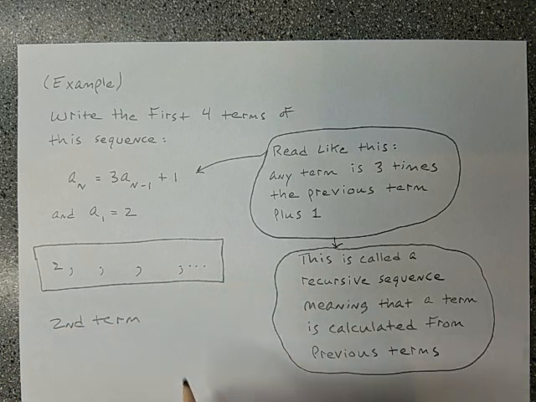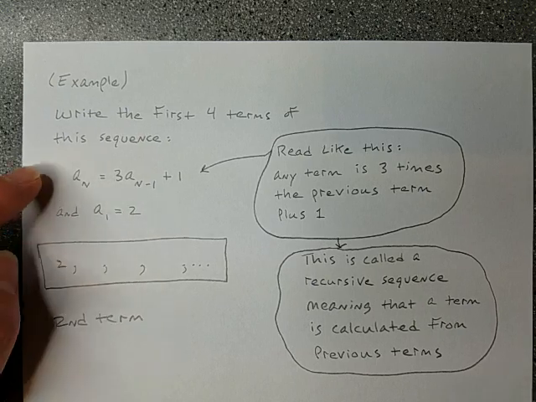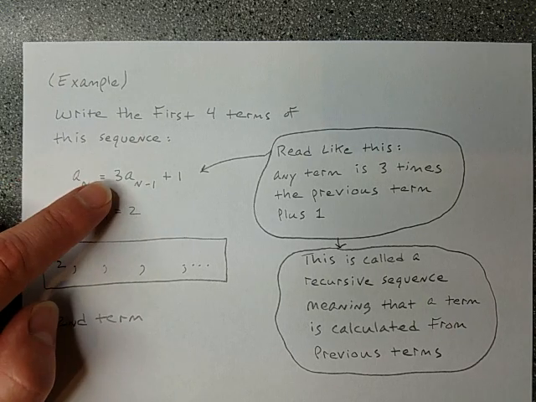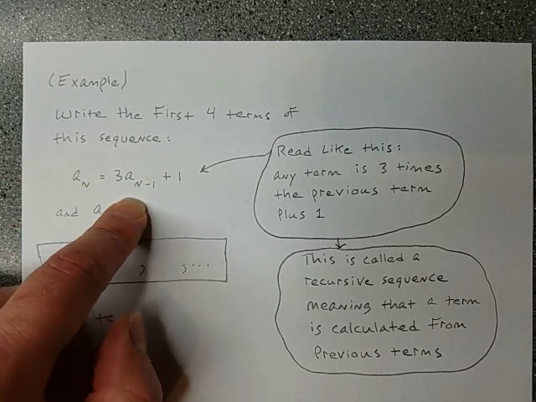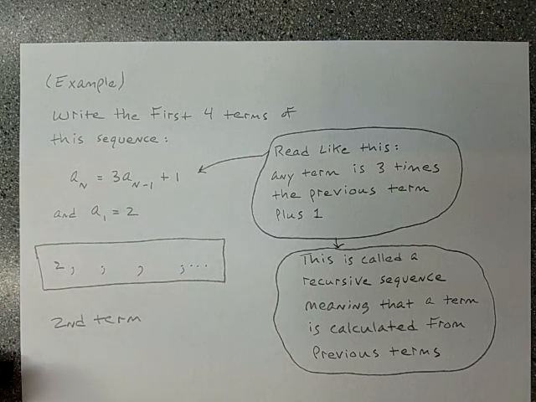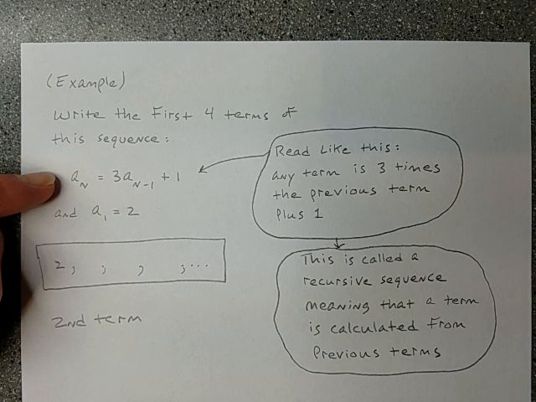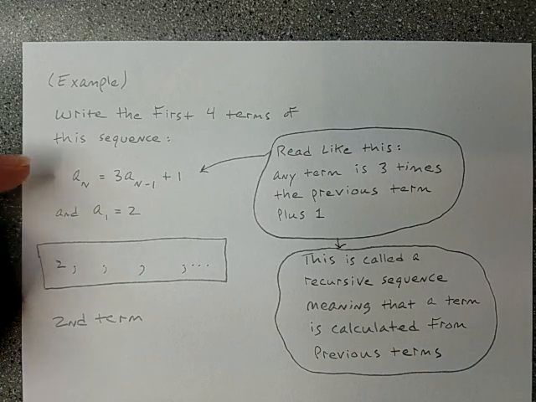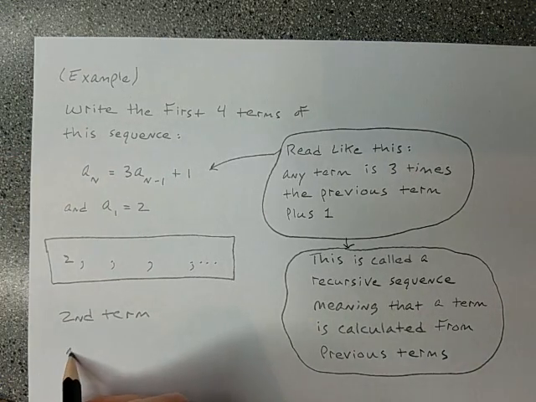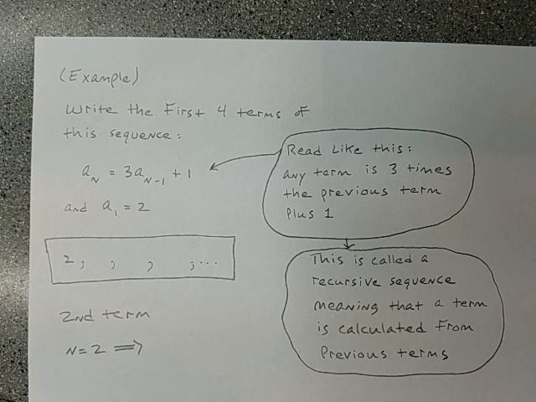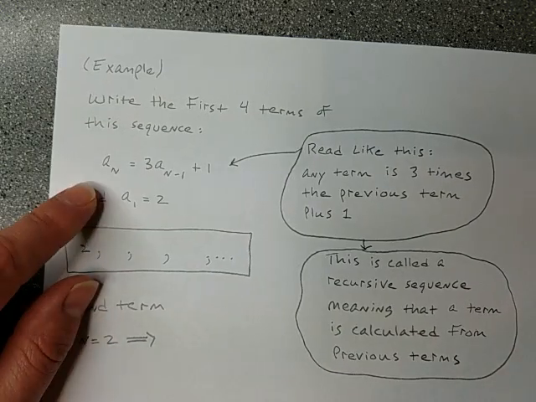All right, it was given that the first term is 2 and any other term is 3 times the term that came before it, then add 1. So I could just do that. I could just do the math. But I should show people how you actually use the formula and plug the numbers in. How are you going to use this to find the second term? Well, I'd let n be 2, right? Why would letting n be 2 find me the second term?